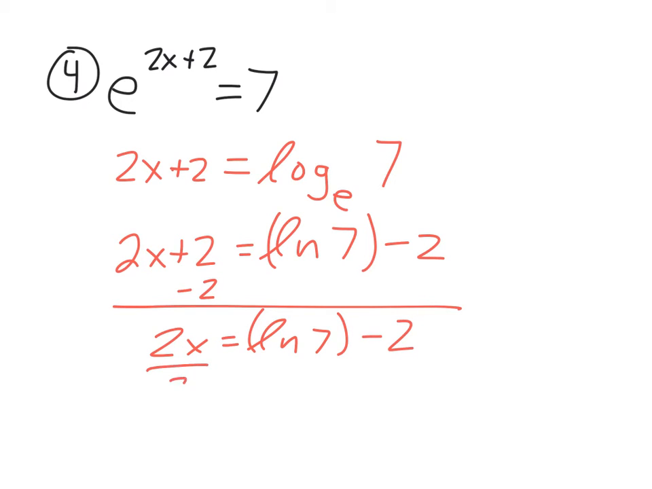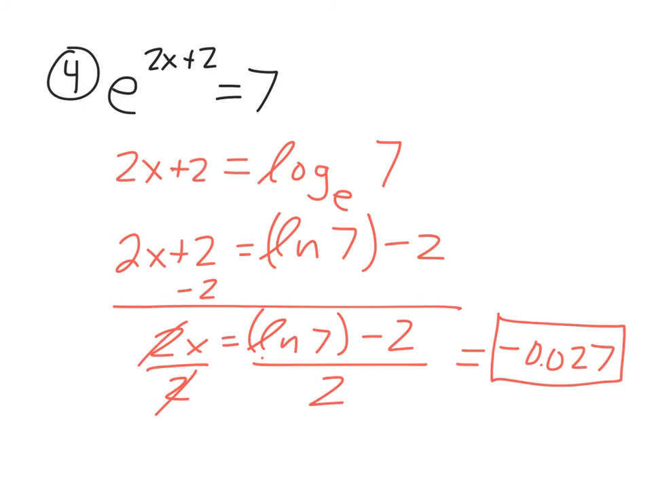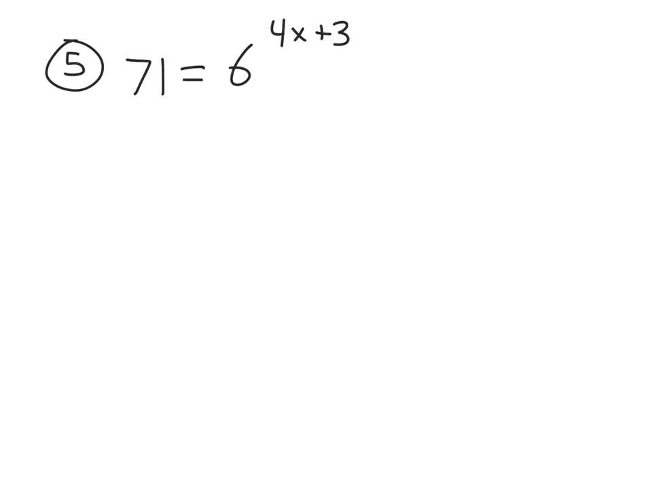And last, to solve for x, I'm going to divide by 2 on both sides. So I get as a final answer for this one, negative 0.027, rounded to the nearest thousandth. Let's move right ahead and look at our next example.